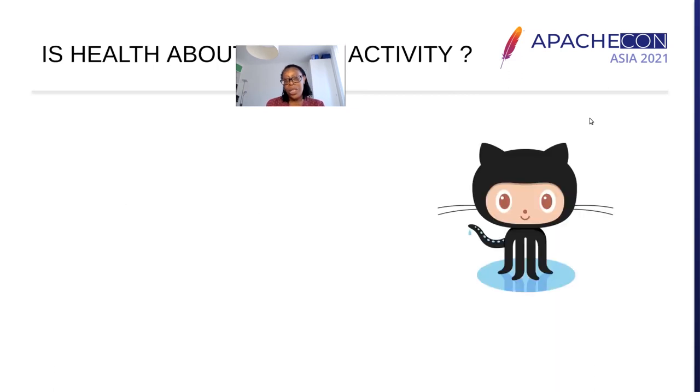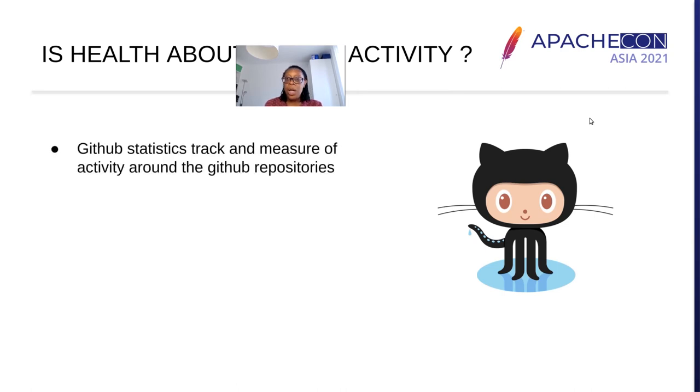So how can we describe health? What is community health? Is community health about GitHub activity? A lot of our projects work on GitHub or use GitHub mirrors, and GitHub has some statistics that allow you to track and measure the activity of what's happening around repositories. So you can create pull requests, you can report on pull requests and issues and conversations and things like that. So is that reporting helping to see if the project is healthy?